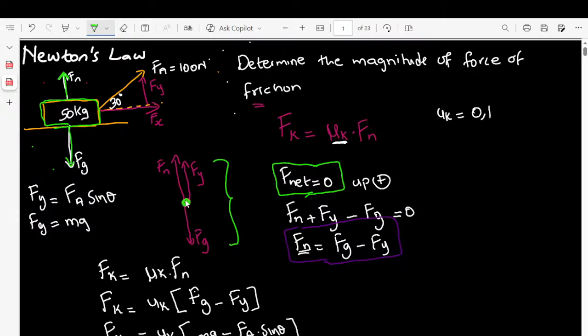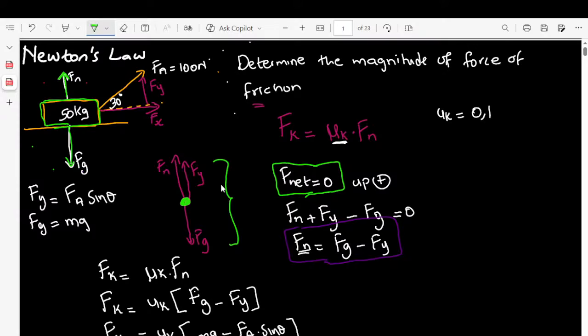When you draw a free body diagram and you see that your forces are vertical, just know that F net is equal to 0, unless the object is hanging by a tension force or something. If the object is hanging, then we can't say F net is equal to 0. But for vertical forces, F net is equal to 0. Why? Because they have an acceleration of 0.